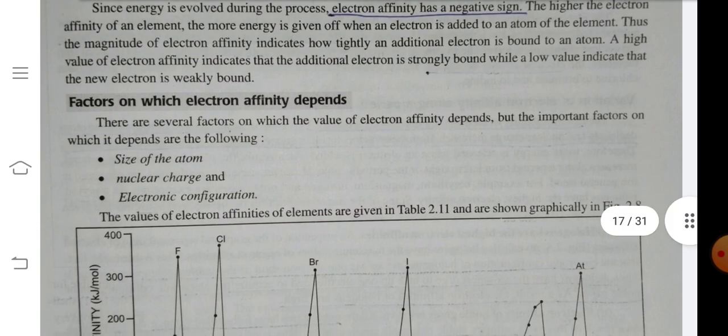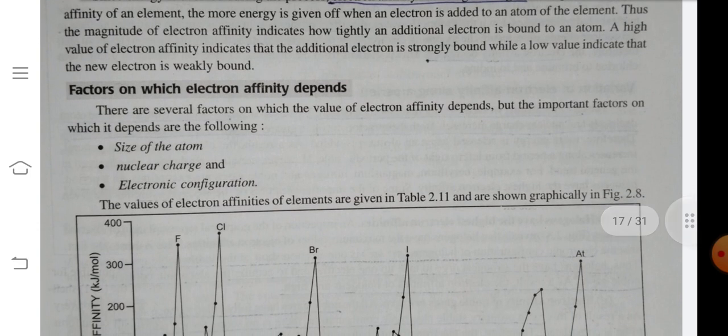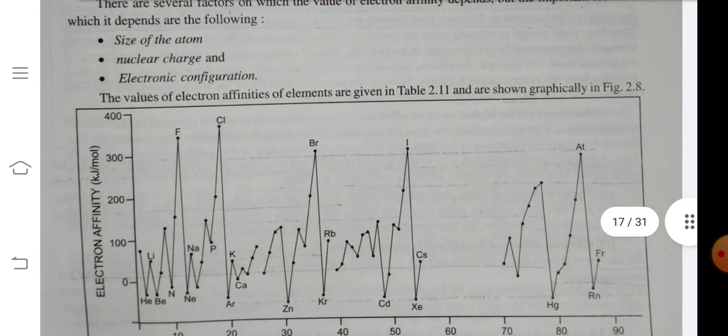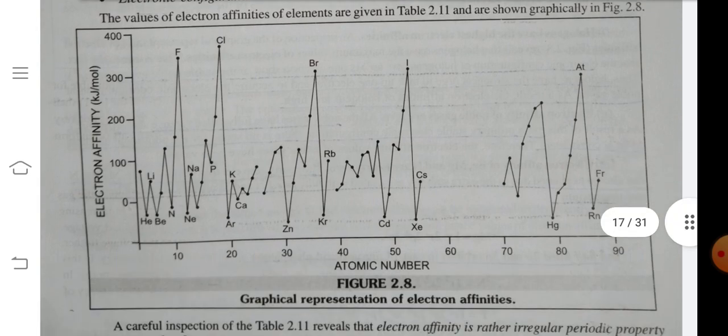Thus, the magnitude of electron affinity indicates how tightly an additional electron is bound to an atom. A high value of electron affinity indicates that the additional electron is strongly bound, while a low value indicates that the new electron is weakly bound. Factors on which electron affinity depends. There are several factors on which the value of electron affinity depends, but the important factors are the following: size of the atom, nuclear charge, and electronic configuration.